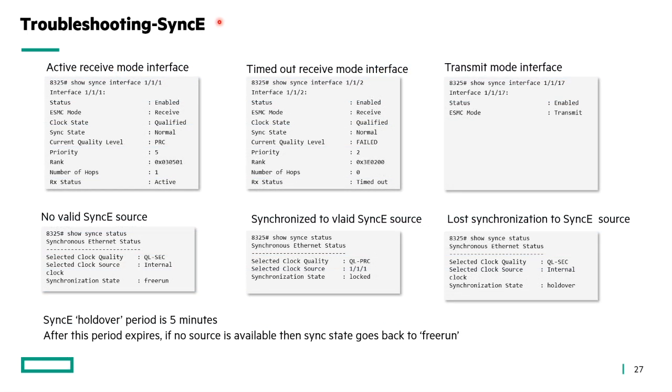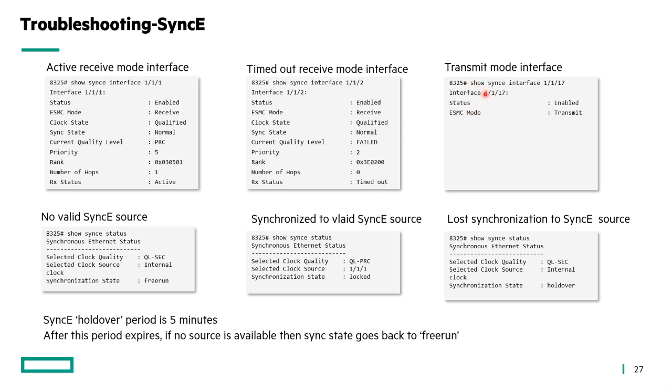Let's do some basic troubleshooting for SyncE. So you could do a show SyncE interface, and we can see on this specific interface, it's enabled. We're receiving ESMC packets. It's a qualified clock. We can see the quality level is the PRC, and it's obviously the neighbor one hop away, and it's actively receiving. Now we do that on another interface. We can see it's enabled receiving qualified, but we don't have a quality level, and the reason is that it's timed out. So these are two receive interfaces.